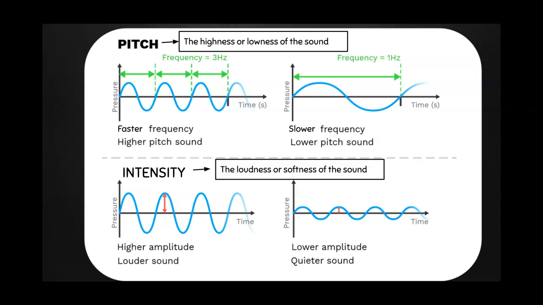On the bottom of the screen, we can see how the height of the wave, its intensity, its amplitude can be seen. On the left-hand side, we have a really tall amplitude in that sound wave, as opposed to the one on the right, which is shorter. Those with greater or higher amplitude have a louder sound. Those with a lower amplitude have a quieter sound.